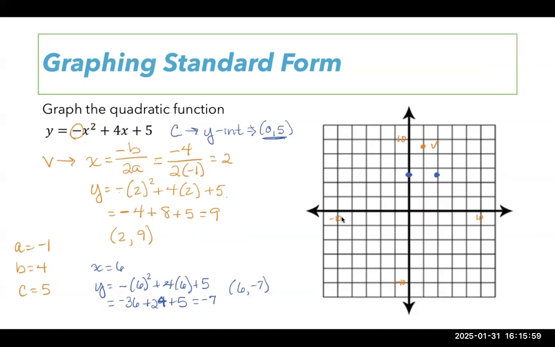Okay, so 2, 4, 6 is 3 lines out. 2, 4, 6, 7 means I've got a point right there. And then symmetry again through this x equals 2 line means that my other point would be right there. And now I can use my 5 points, draw my smooth curve, and there's my parabola.